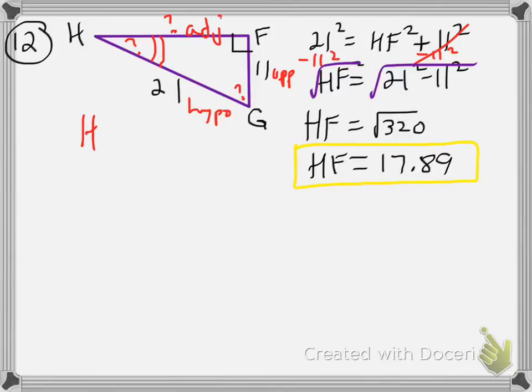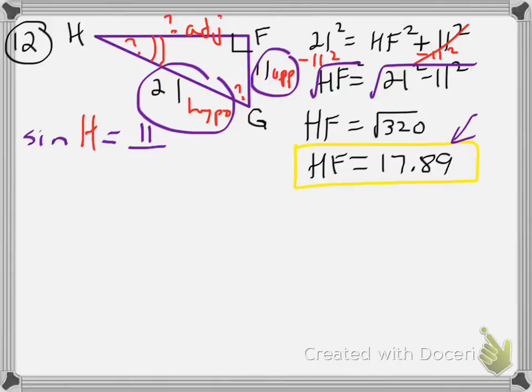Now, it's safer if I use the opposite and hypo in case I made a mistake here. I don't want to use something that has a mistake in it, so I'm going to try to do H. So I'm going to use opposite and hypo, and that's sine. So I'm going to do the sine of H equals the opposite over the hypo, which is 21. I want to undo sine, so I go arc sine, and I do the same thing here.